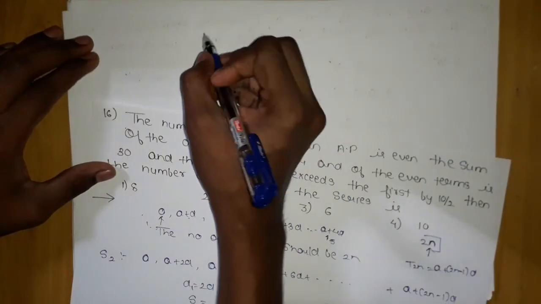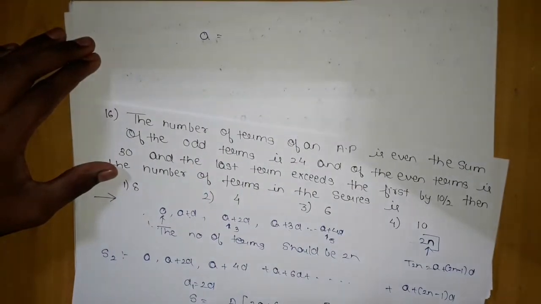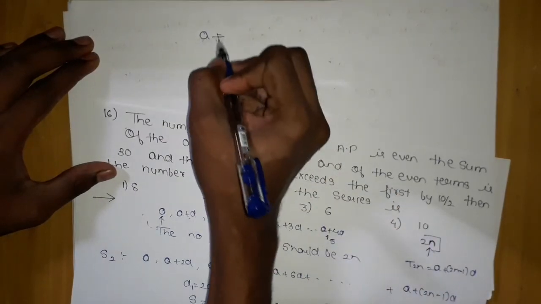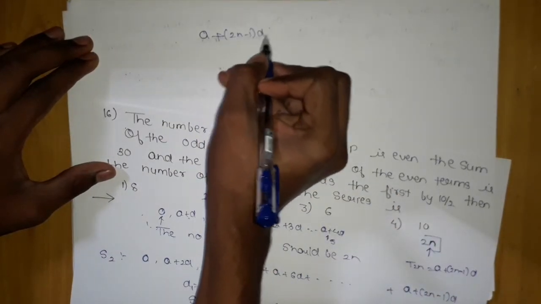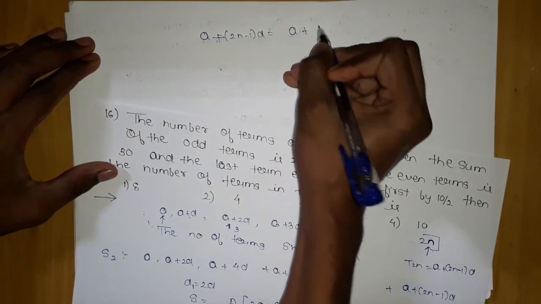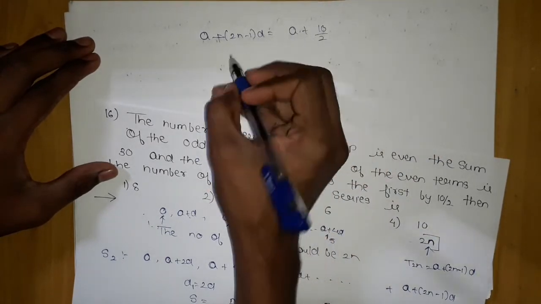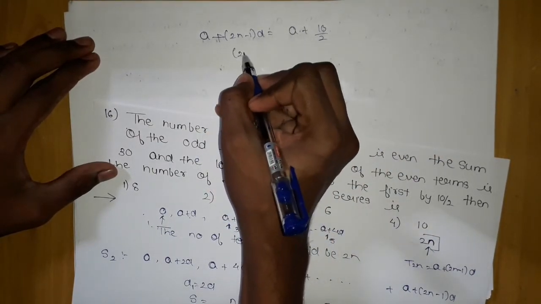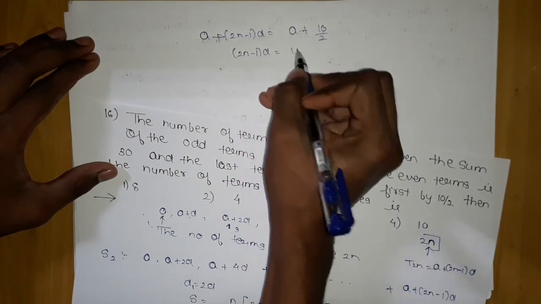After this, now we have one thing, the first term. What is the first term? They are talking about the original series. The last term, a plus 2n minus 1 into d, is my last term. It exceeds the first term by 10 by 2. Then a will cancel out, giving me 2n minus 1 into d is equal to 10 by 2.